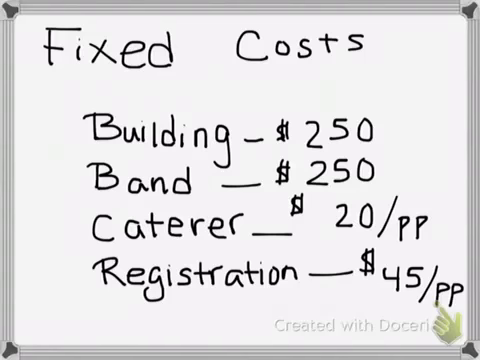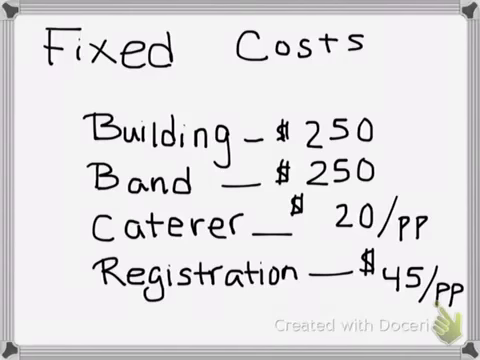So here we have our fixed costs, and we have two fixed costs here. We're renting a building for $250, and we're also paying a band for $250. That's $500 in fixed costs. That doesn't matter. You could have 10 people show up, 30 people show up, or 0 people show up. You're still paying $500 for your fixed costs.